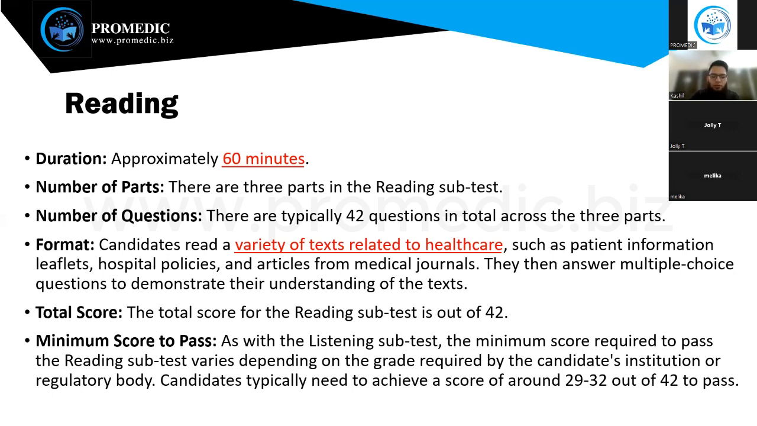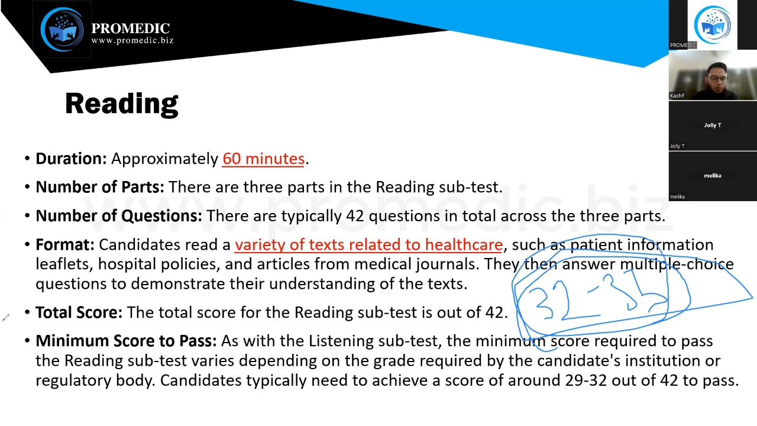Now the total score again is 42, and the minimum score depends on the regulatory body, but generally it is somewhere between 29 to 32. In reading, you can score full marks, you can score highest, but it varies with individuals. Generally speaking, I would say the ideal should be 32 to 35. This is a very achievable score that you can attempt in the reading part.